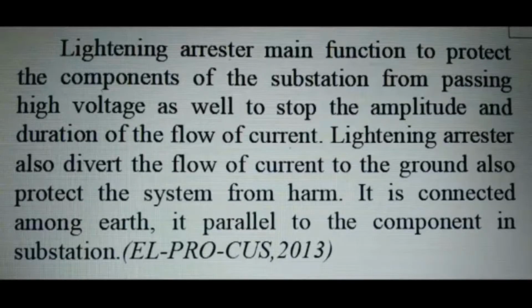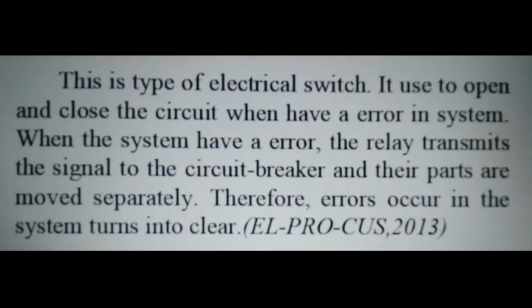Second, we have the lightning arrester. It protects the system from harm and can stop the amplitude of current. It can also protect the system from passing high voltage. Third, we have the circuit breaker. This is an important component because it can separate the flow if the system has an error.